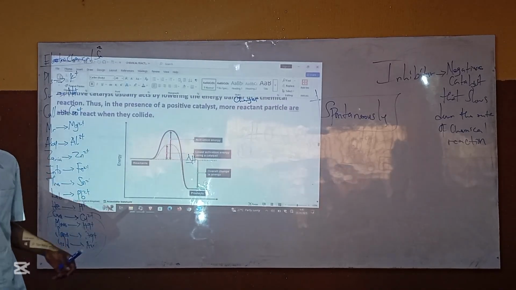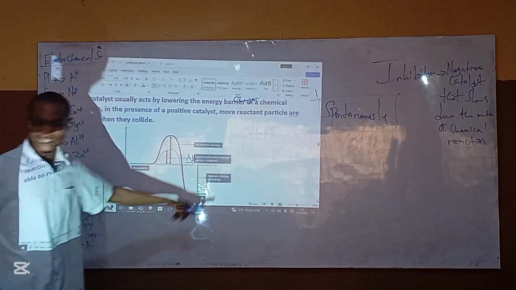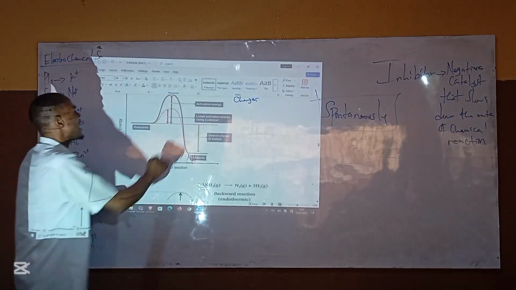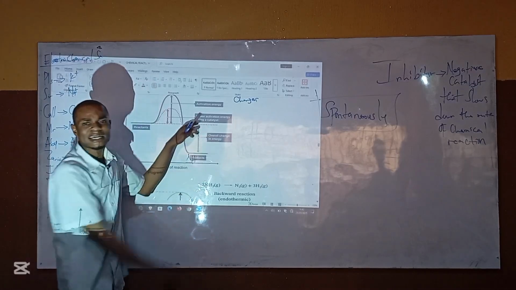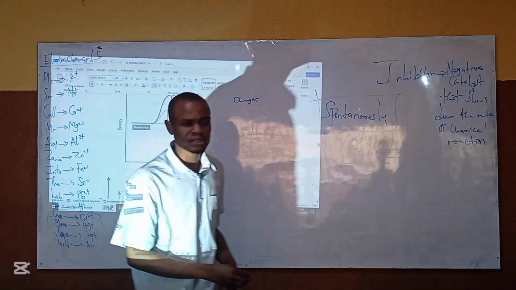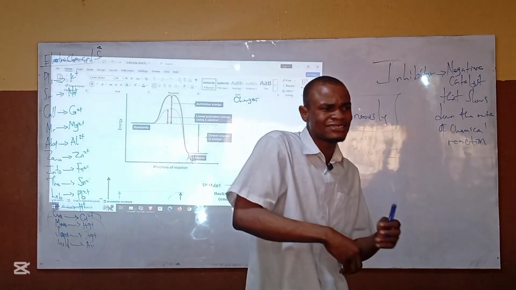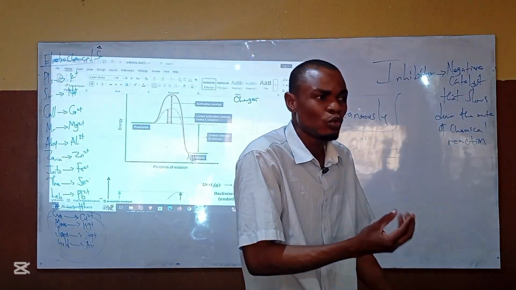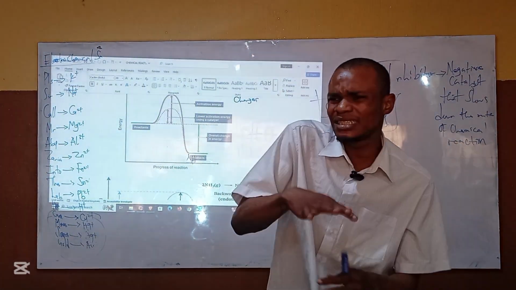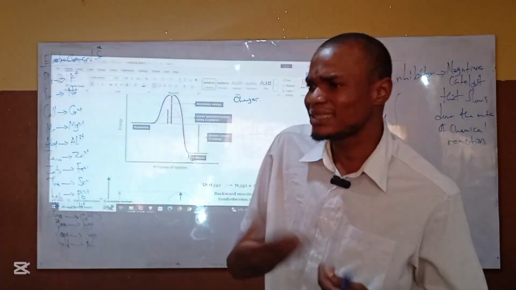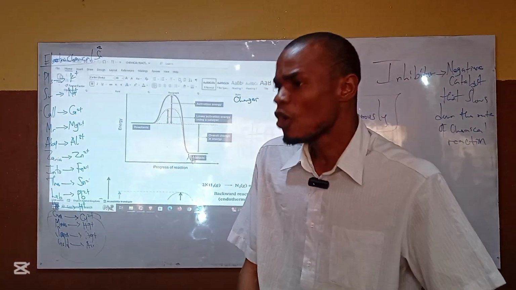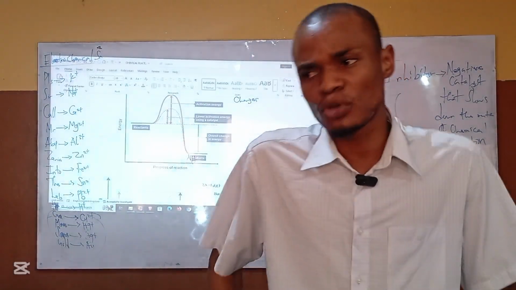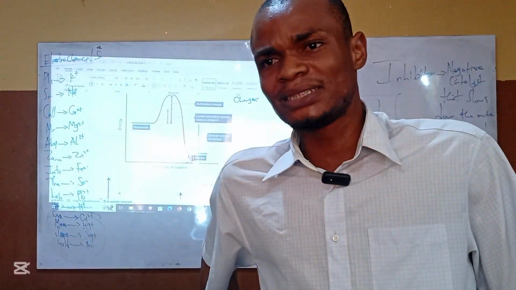Now, so a catalyst lowers what? Activation energy. Lower activation energy using what? A catalyst. A catalyst lowers activation energy. So that the energy that the reaction needs for the reaction to take place will be low. What does the catalyst do? It lowers activation energy.